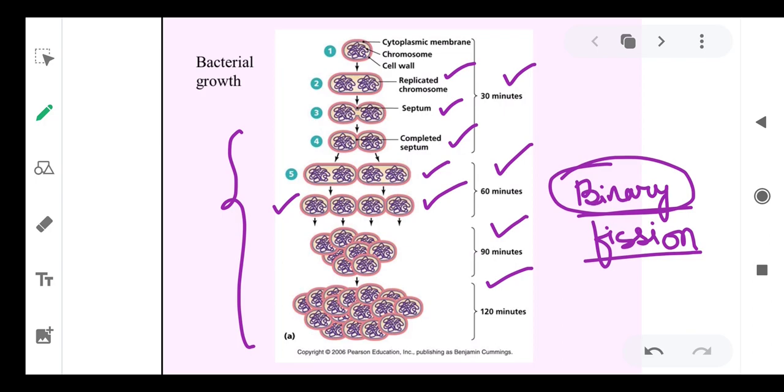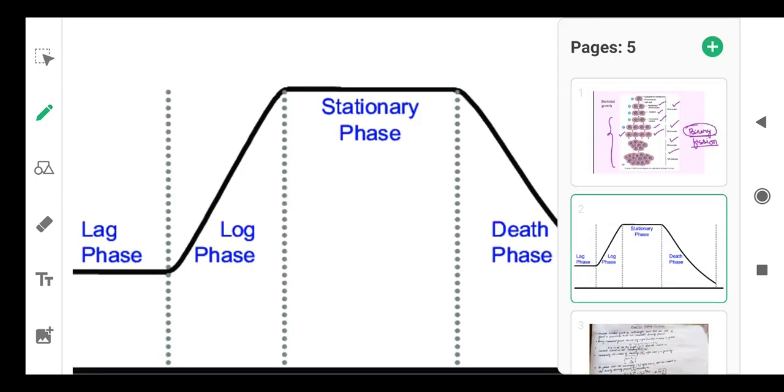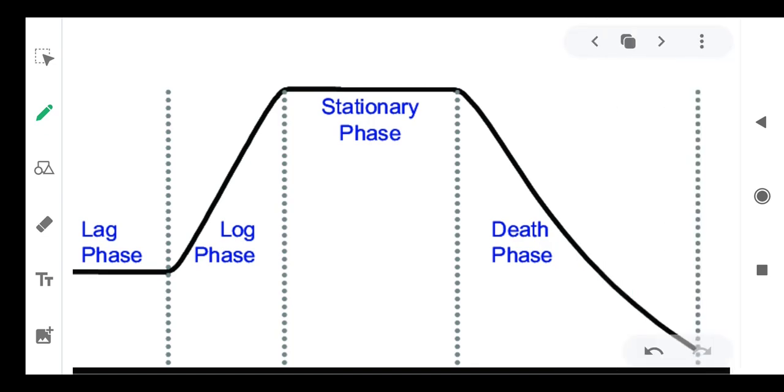Now we will be focusing on another aspect of bacterial growth, and that is their growth curve. How do they grow? How do they multiply? If you look at this particular growth curve, it has 4 phases. One is the lag phase. The second one is the log or exponential phase. The third one is the stationary phase, and the last one is the death phase.